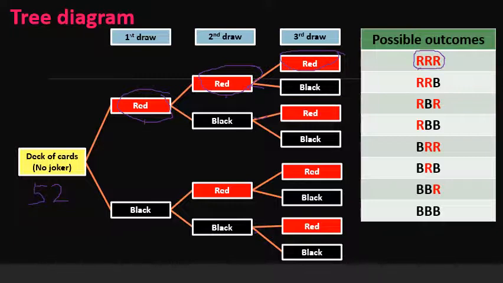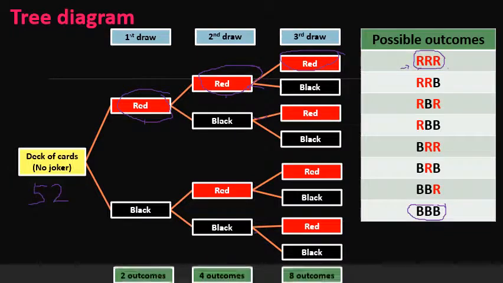Even though three reds might seem unlikely, because three reds looks a little bit strange, shouldn't it be a combination of red and black? It's just as likely as any of these other combinations. I could get three black, it's just as likely, equally likely.